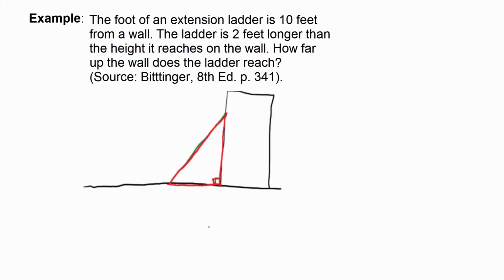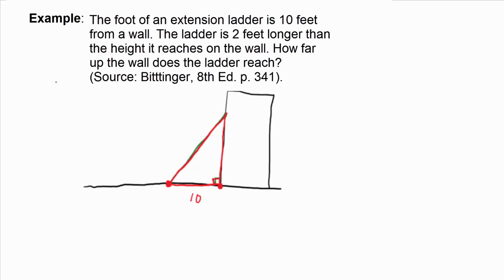So the foot of the extension ladder is 10 feet from the wall. So which side am I going to label 10? The base, the bottom side, right? The base of the wall means the bottom part of the wall. The foot of the extension ladder is the bottom part of the extension ladder. So the base or the bottom leg of that triangle is 10 feet. Does that make sense? Okay. Now the ladder is 2 feet longer than the height that it reaches on the wall. So if you're not careful, you could get this wrong.